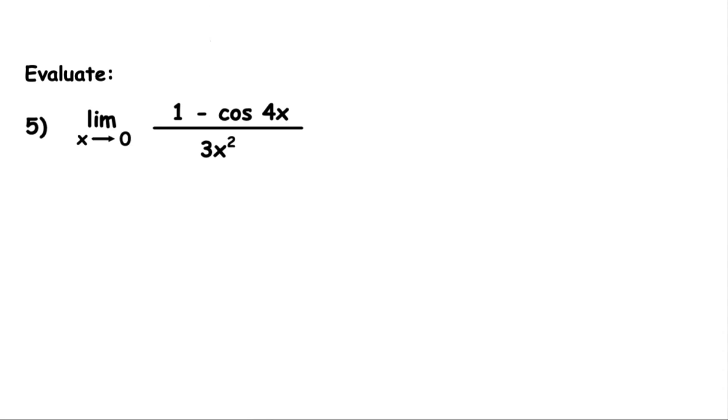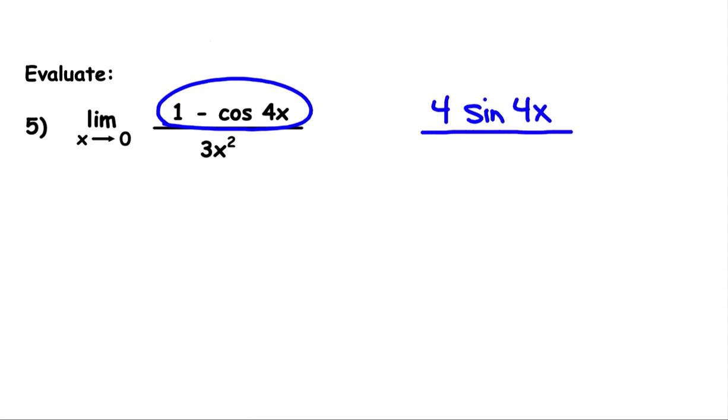Again, plugging in the 0 is going to give you 1 minus 1 over 3 times 0. That is 0 over 0, which is indeterminate, so we don't know where this is going. Let's use L'Hopital's rule. The derivative of cosine is negative sine, so we'll have a double negative, so it's going to be positive sine of 4x times a chain rule of 4. Denominator, 6x.